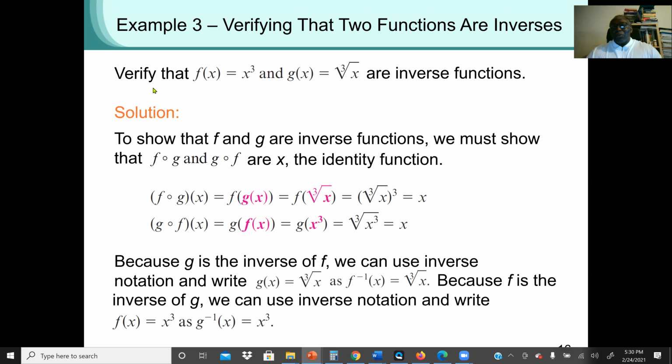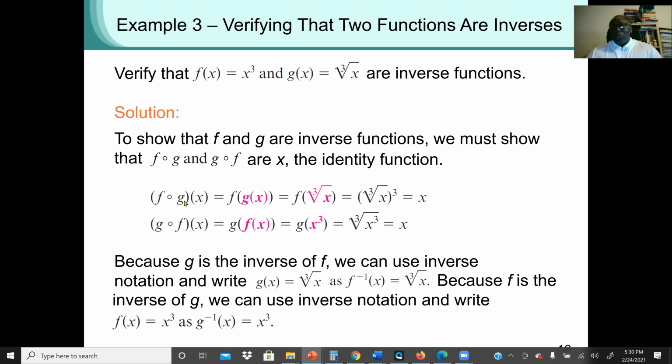So let's try this example. Here we want to verify, they gave us two functions, f at x equals x cubed and g at x equals the cube root of x. Now our goal is that we want to see if these two functions are inverses. So we know the property. We find the composite of f and g, and we find the composite of g and f also. If the answers are the same, then the two are inverses. So that's what we did here.